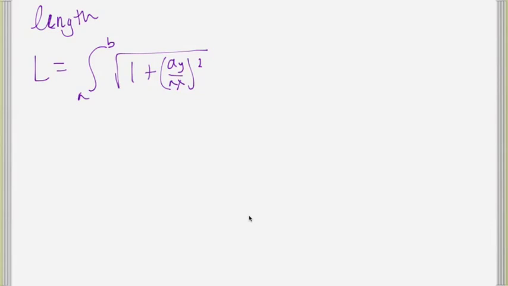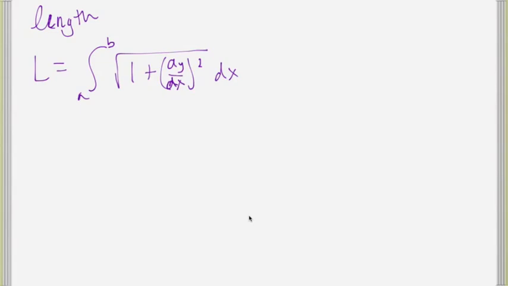Section 4 is arc length. Length is the integral from a to b of the square root of 1 plus the derivative squared dx. Or you could do it dy, and that would be fine as well. Whatever way they give you the equation, go with it.